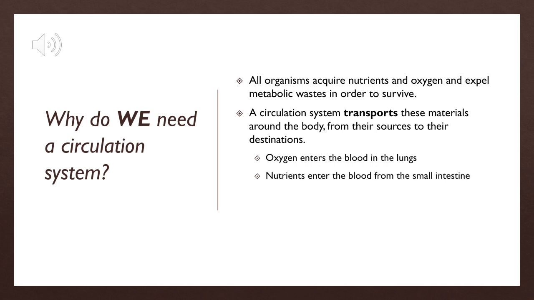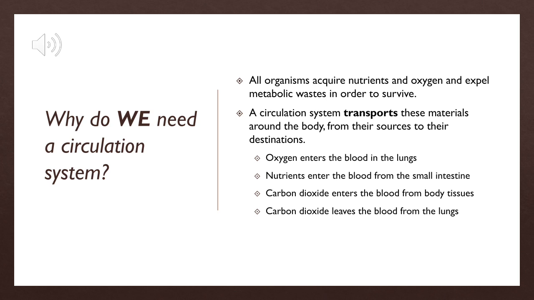If you can recall from the digestion unit, nutrients enter the bloodstream from the small intestine. Carbon dioxide enters the blood from body tissues. So, at our cellular level, our cells undergo a process called cellular respiration, where oxygen is used to produce ATP, and a waste product of that reaction is carbon dioxide. So, carbon dioxide is always being produced at our cellular level, and our transportation system or circulation system is going to move that carbon dioxide out of the body. It does so by traveling through the bloodstream back to the heart. The heart will pump that blood to our lungs, where when we exhale, the air leaves our body in the form of carbon dioxide.